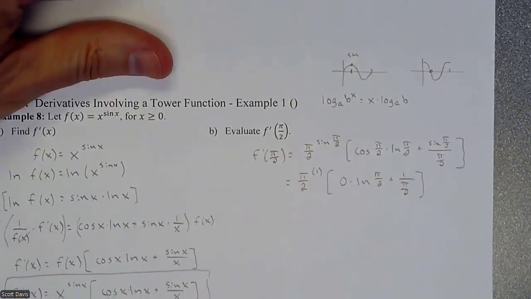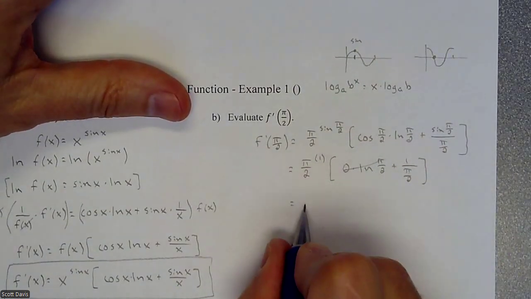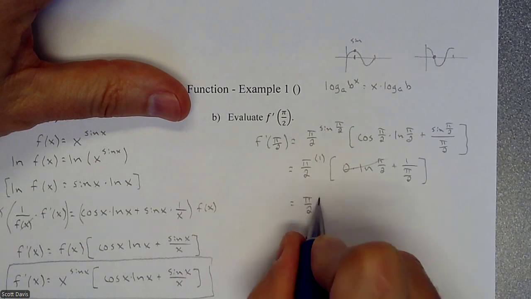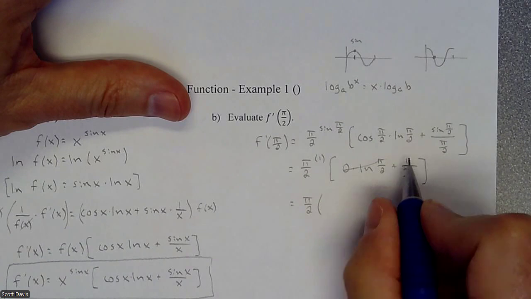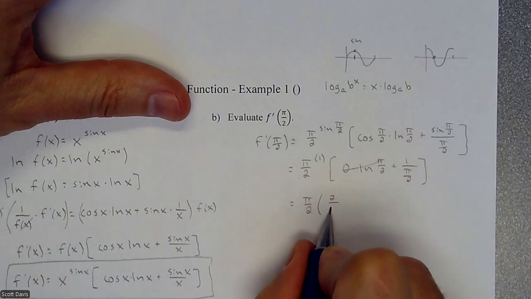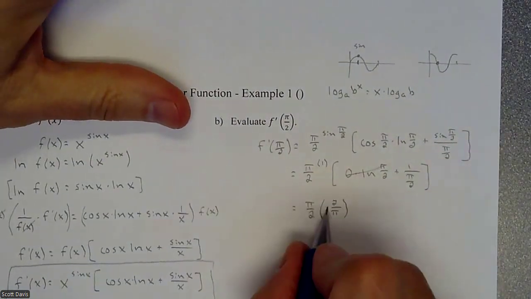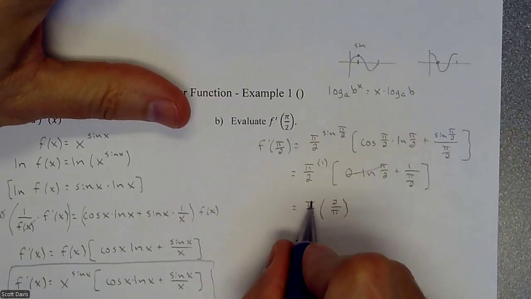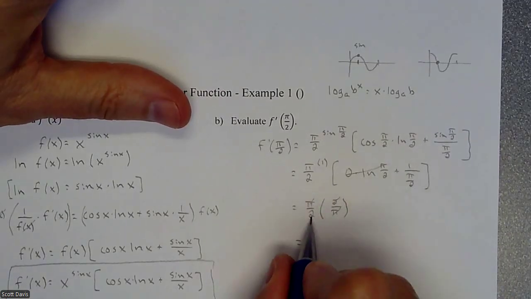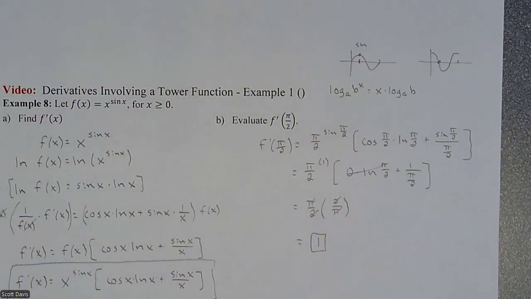All right, so we got some cleaning up to do. So this is going to go away. We're left with pi over 2 times 1 over pi over 2. So I'm going to multiply by the reciprocal. Instead of dividing by pi over 2, I'm going to multiply by its reciprocal, so 2 over pi. And then we got a whole lot of things that will cancel out. So the pi's will cancel, the 2's will cancel, and we get a value of 1.